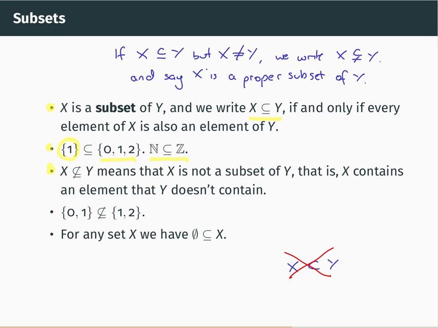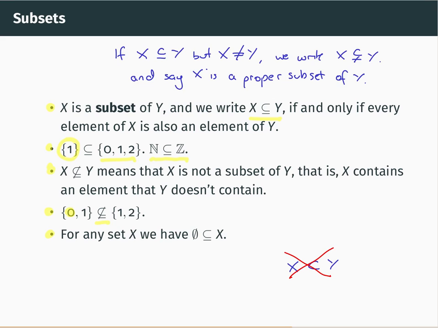We use, as usual, the same notation crossed out to mean that x is not a subset of y. And so not being a subset of y would mean that x contained an element that y did not contain. For example, the set containing 0, 1 is not a subset of the set containing 1, 2, because 0, 1 contains an element which 1, 2 does not contain, namely 0.